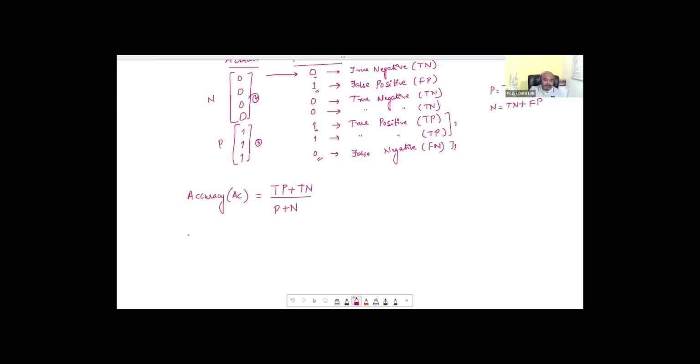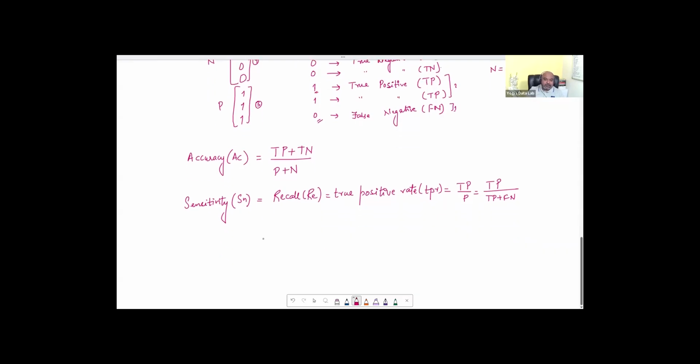Then comes another term, which is sensitivity, represented by SN. This is the same thing as recall, and it is also known as true positive rate, which is TPR. This is given by TP by P, which is TP divided by TP plus FN. The next term that you will come across is specificity. It is denoted by SP.